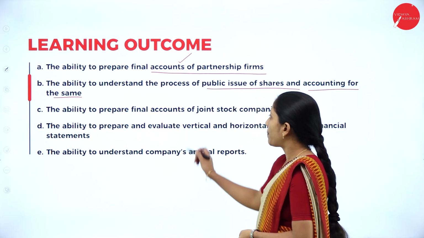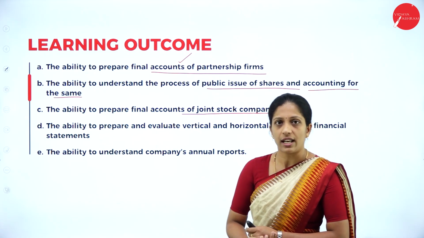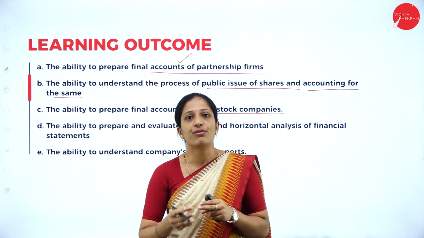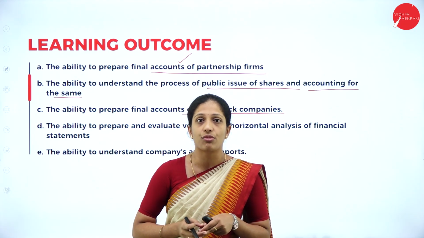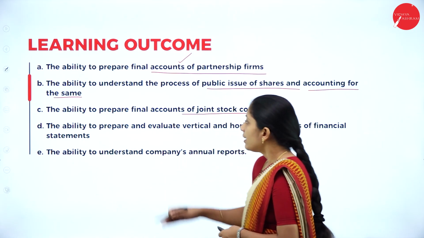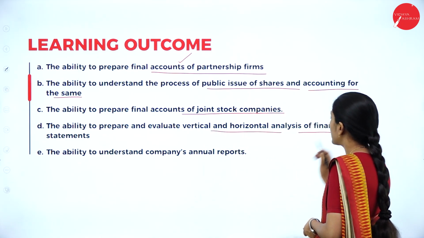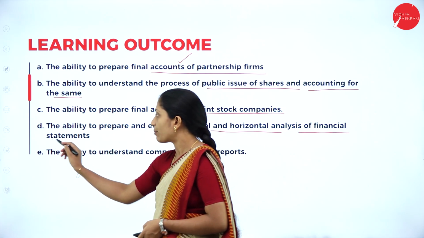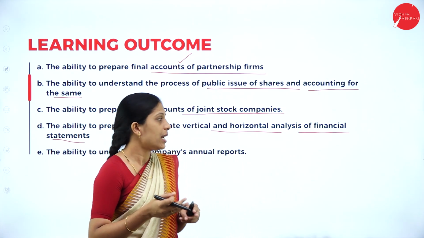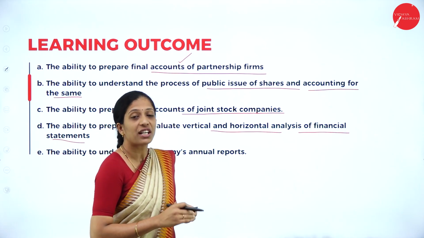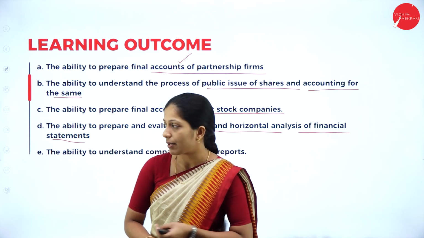Next, the ability to prepare final accounts of a joint stock company. Yes, of course, you are going to learn how the final accounts are prepared for a joint stock company. So, what are the different accounts you have to maintain? Next, the ability to prepare and evaluate vertical and horizontal analysis of financial statements. So, here you are going to learn about financial statement analysis, where particularly you are going to learn about vertical analysis and horizontal analysis of financial statement.